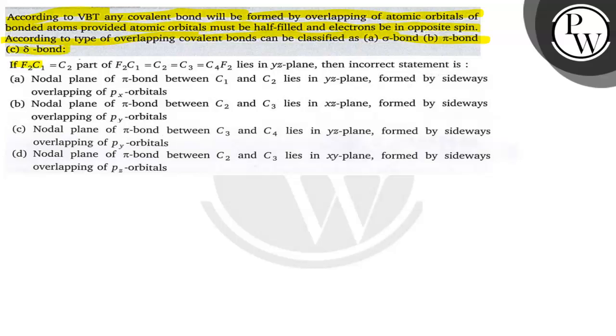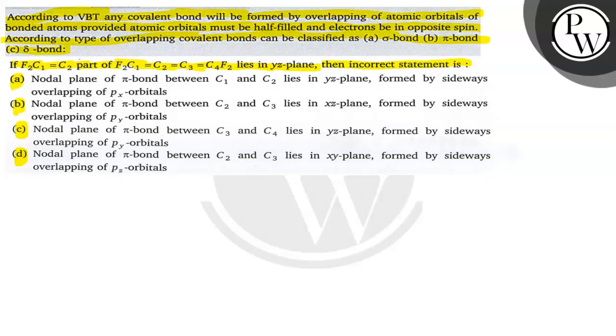So if F2C1=C2=C3=C4F2, where the F2C1=C2 part lies in the YZ plane, then the incorrect statement is... हमें ये चारों ऑप्शन में से incorrect statement find out करना है nodal plane के बारे में. Let us solve this question.